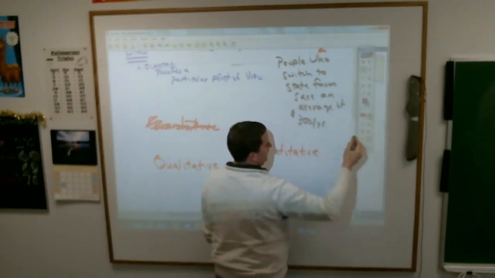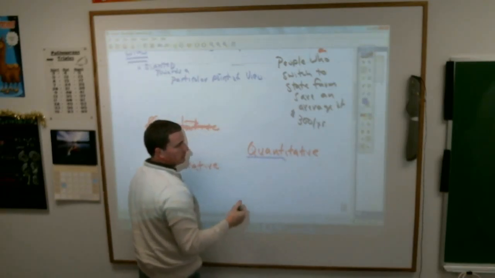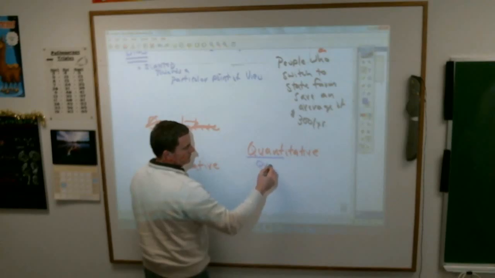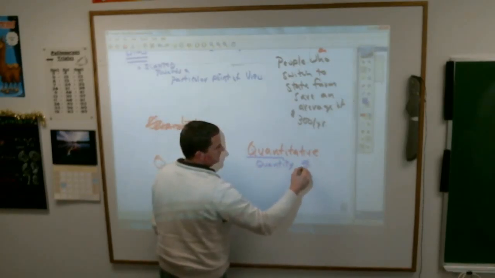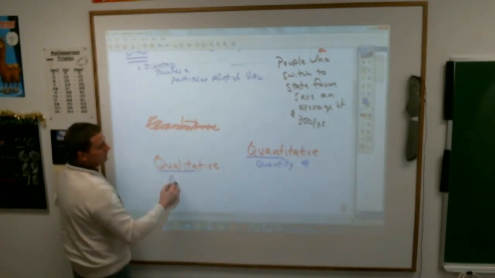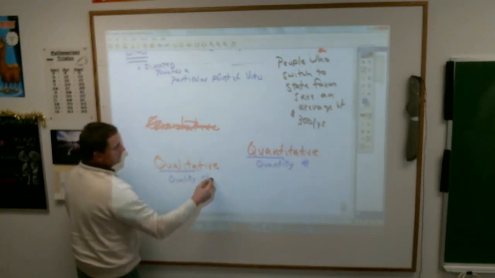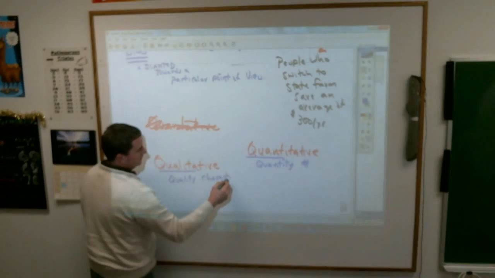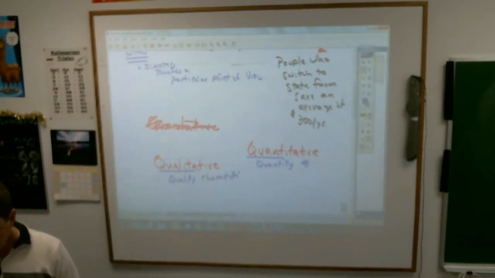And these are pretty easy to remember if you just look at the beginning words. Quant sounds like quantity, or the number, and qual sounds like quality, or the characteristics.